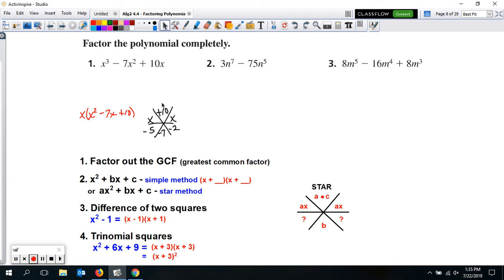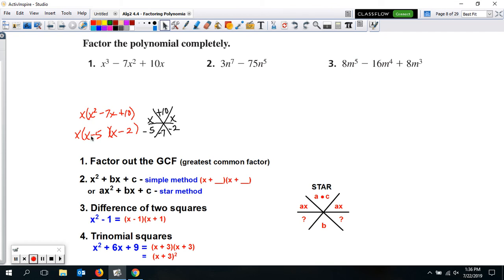And then the 2 numbers that multiply to give you 10 and add to give you 7 are 5 and 2. They're the same sign because it's a plus 10 here. They're both going to be negative because it's a -7. So -5 times -2 is positive 10. -5 and -2 combine to give you -7. So that tells you x minus 5 and x minus 2 are going to be your binomials here.